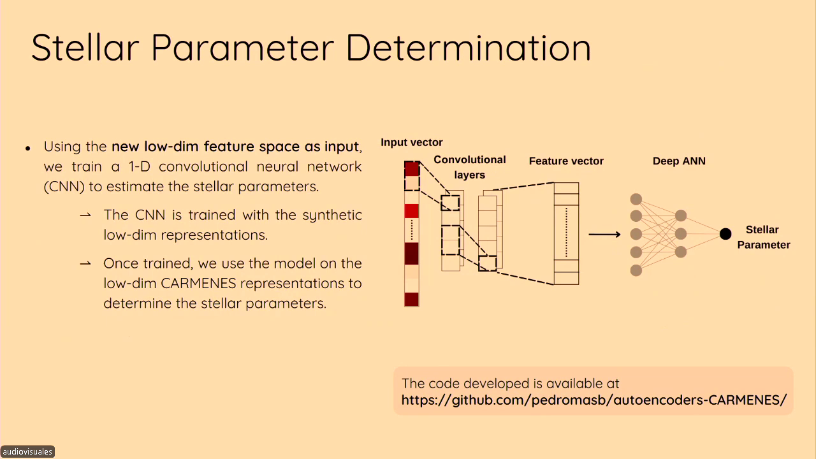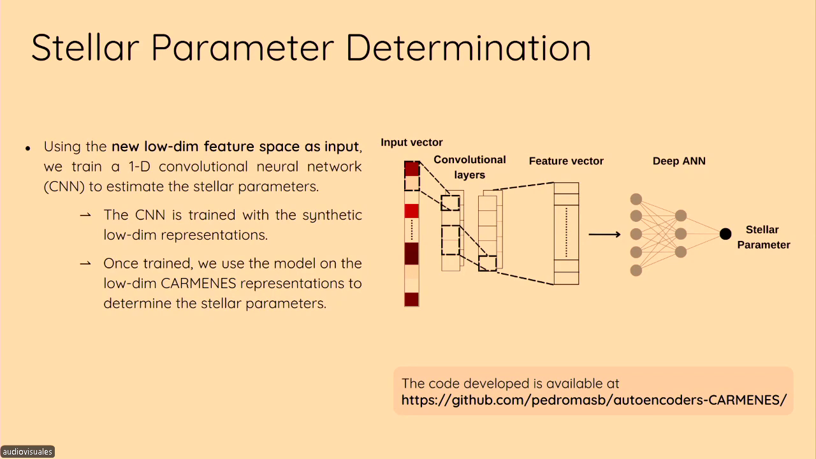The last step in our methodology is to use this new low-dimensional feature space as input for a one-dimensional convolutional neural network. That is the one that finally estimates the stellar parameters. Here you can see a diagram of this neural network. First, we have again the convolutional layers that explore the input vector and extract new features in a feature vector that is used by the last block, the artificial neural network block. This block uses the feature vector as input to finally estimate the stellar parameters.